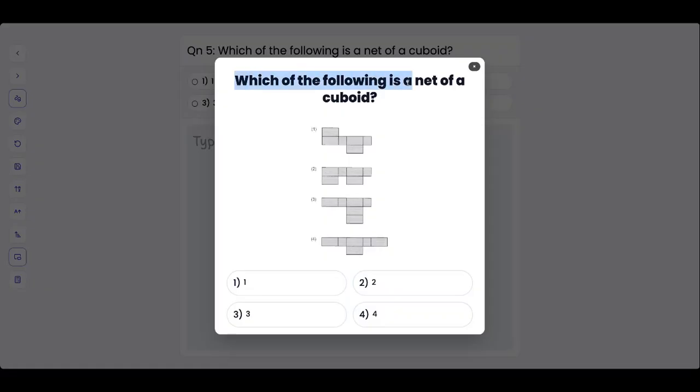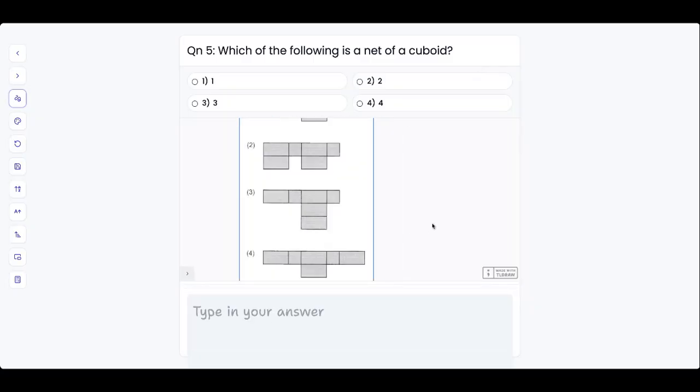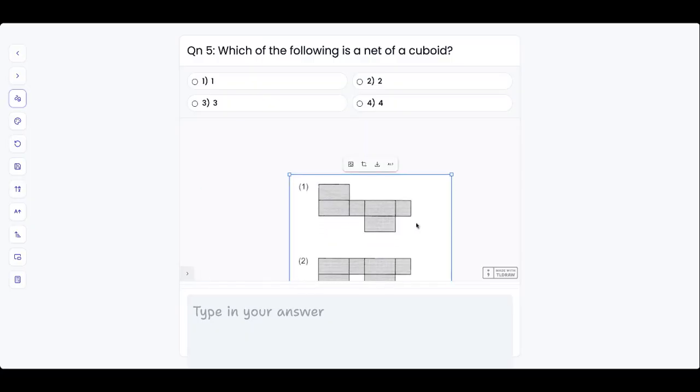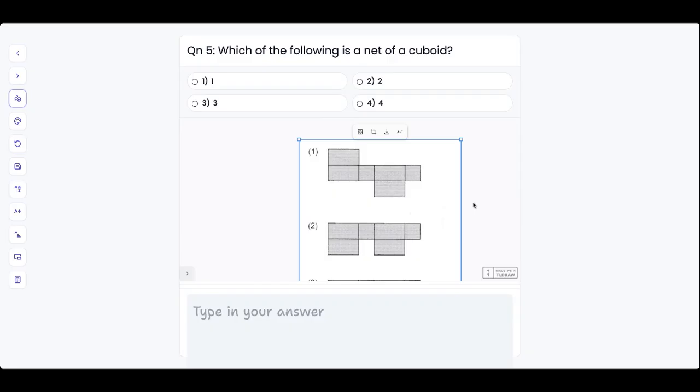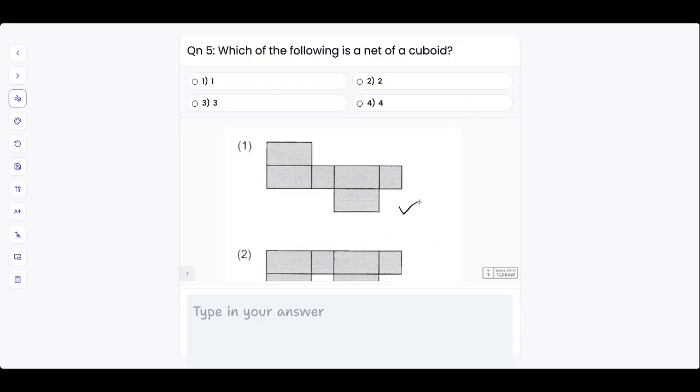Which of the following is a net of a cuboid? Okay, for question number 5. So you have the different cuboids. So let me just zoom this in so that at least you can see. So we have number 1. Okay, so number 1, do you think it is a cuboid? So for this case, it is a cuboid. So we're going to put a tick over here.